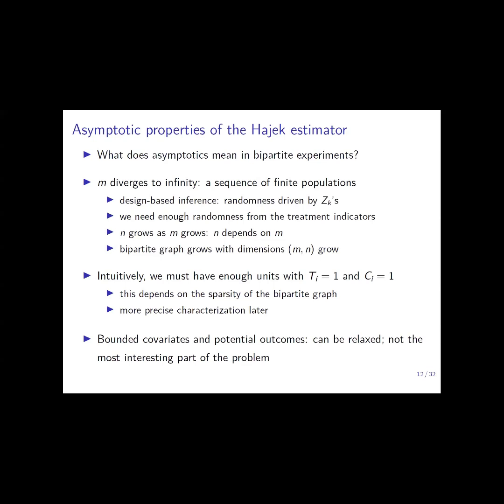Intuitively, we must have enough units with Ti equals 1 and Ci equals 1. That's the question asked just now. Otherwise, there's no hope for the law of large numbers and central limit theorem. Then this must depend on the sparsity of the bipartite graph. You will see conditions later. There is another condition, which is not that interesting in our setting, the moment condition on covariates and potential outcomes. For simplicity, just assume you have bounded variables, so you don't worry about outliers for CLT, because we think the sparsity condition is more interesting in our setting.